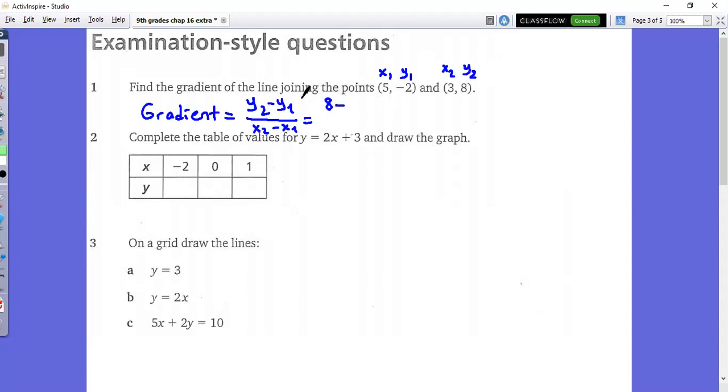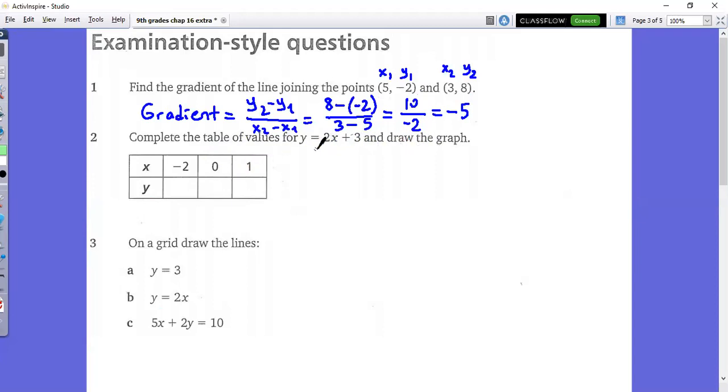Let's substitute now. We have minus from the formula. y1 itself is also a negative number, so I'm writing -2 in parentheses. Over x2, that's 3, minus from the formula again, and x1 is the positive number 5, so rewriting 5. Minus is going to be plus, 8 plus 2, that's 10. And 3 minus 5 is a negative result, it's -2. If we divide a positive number by a negative, it's negative. 10 divided by 2 is 5. So the gradient is -5.